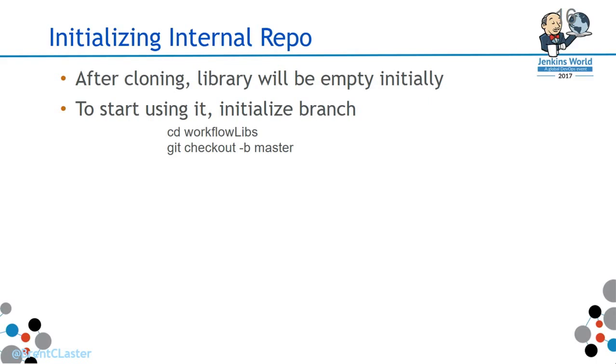Once you clone it down, you just go into the workflowlives directory, because that's the name of it, or whatever name you cloned it to. It's empty by default, but you can create a branch in there just with git checkout -b. That's a shortcut in Git for create a branch and check it out, switch to it. And then you can start working in it and put your library stuff in there or whatever other code you want in there, and you've got that own internal library.